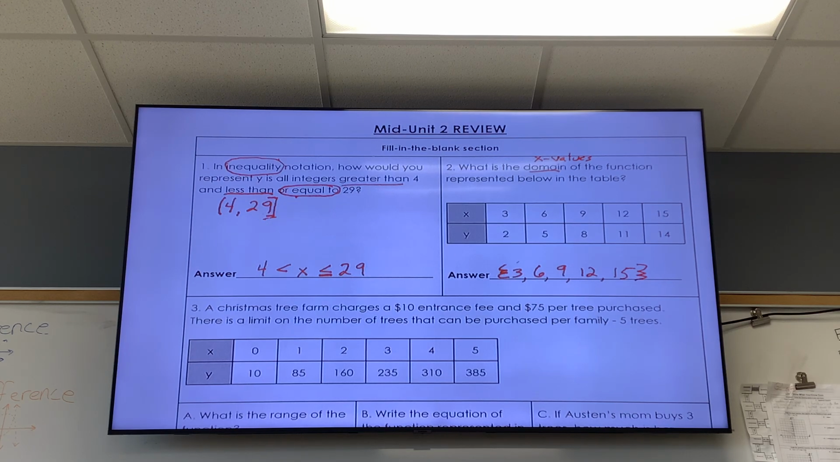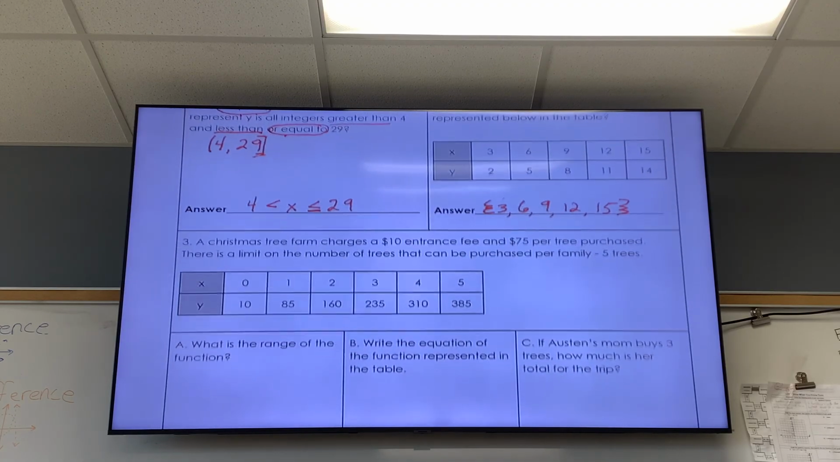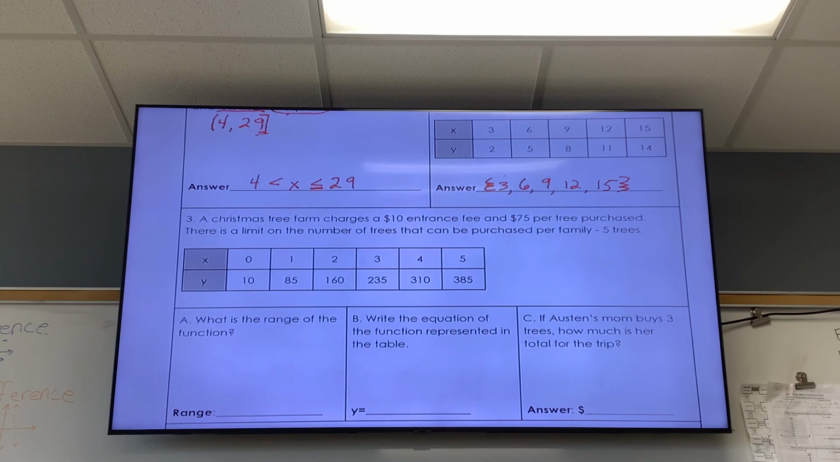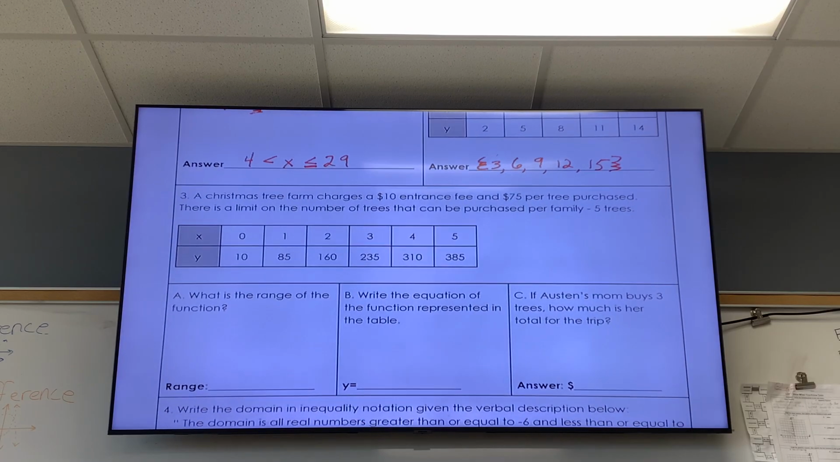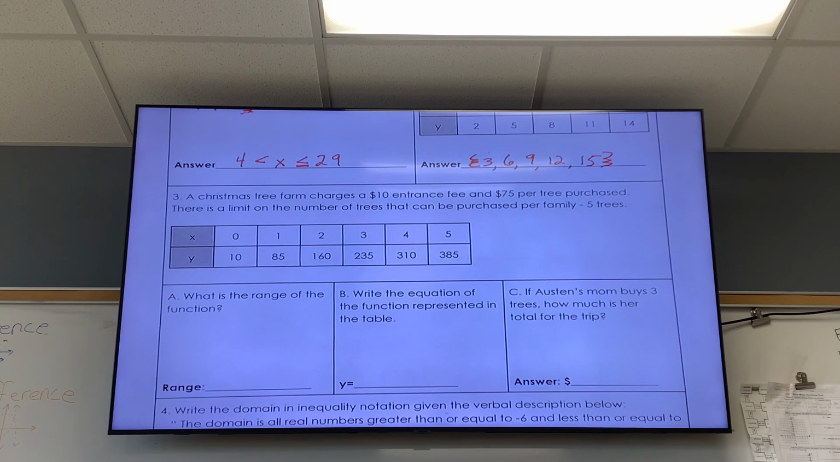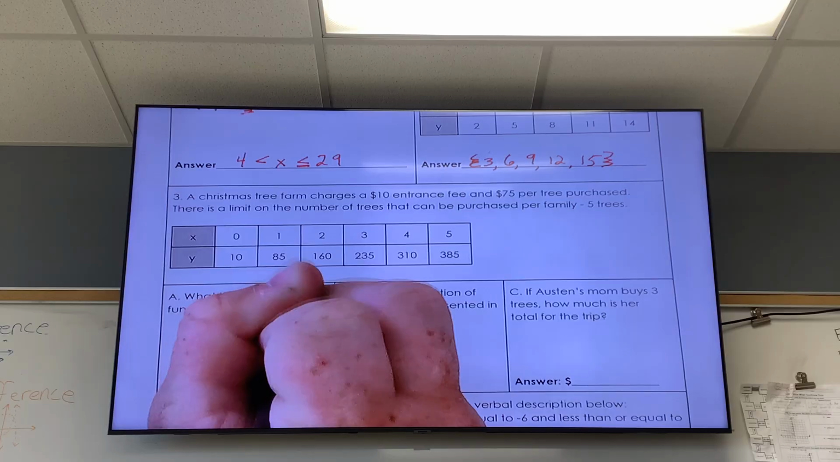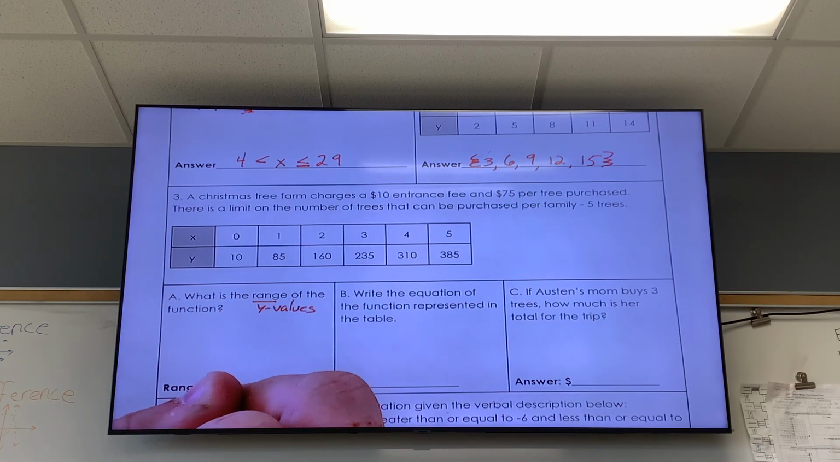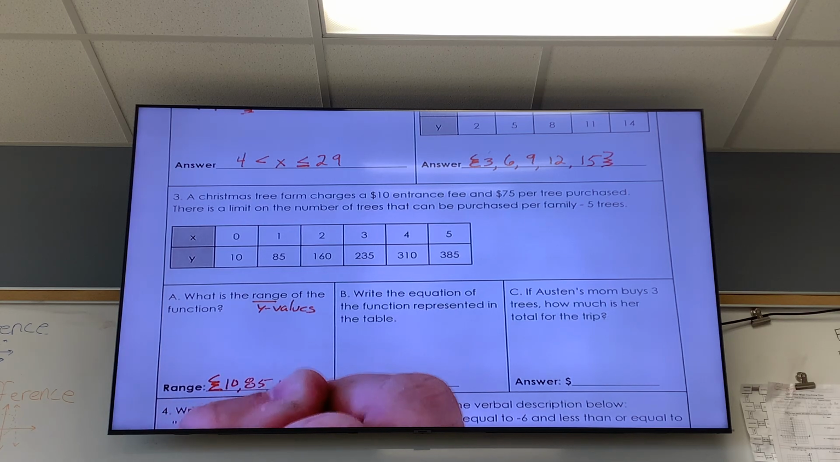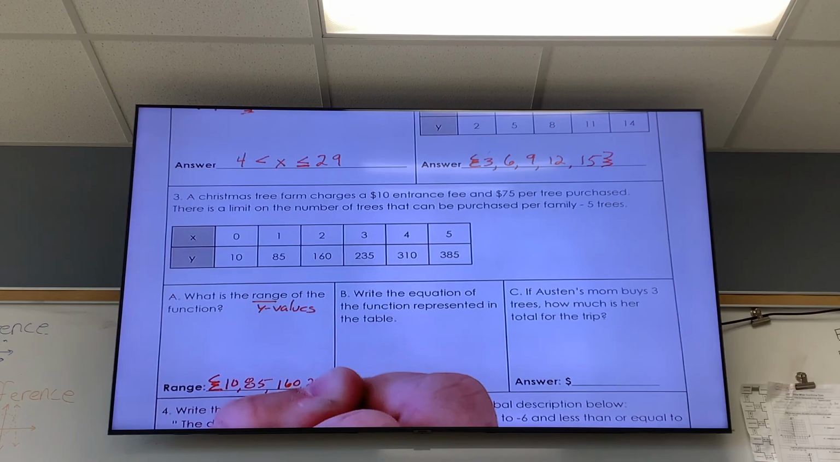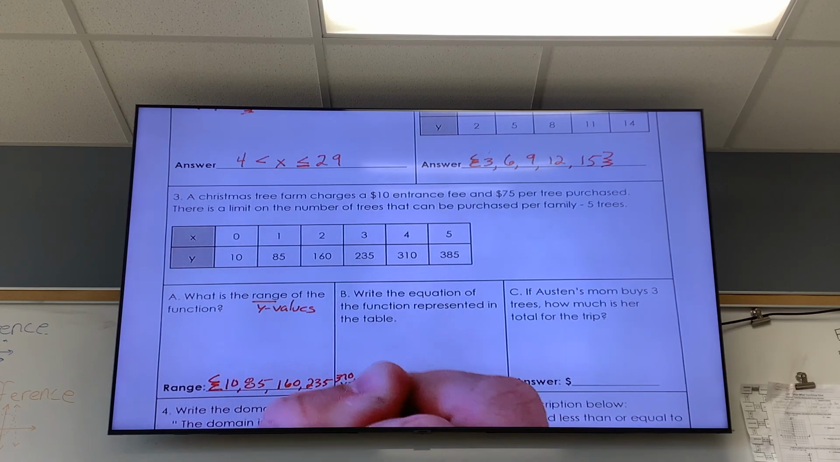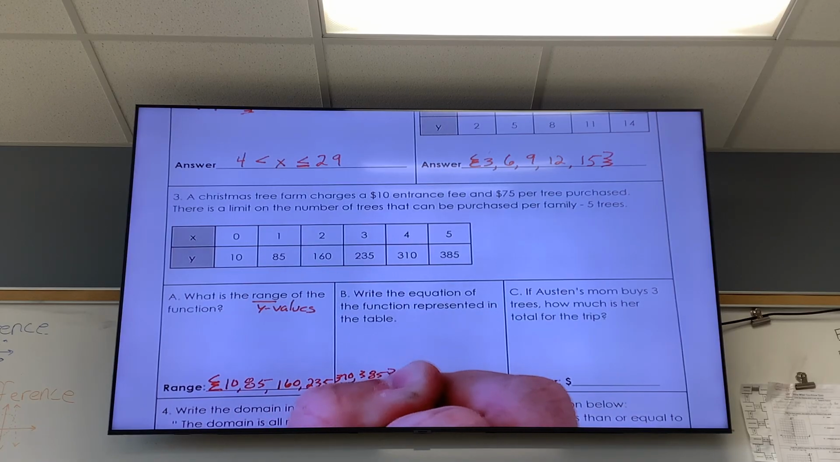Number 3 says a Christmas tree farm charges a $10 entrance fee and $75 per tree purchased. There is a limit on the number of trees that can be purchased per family, which is 5 trees. Letter A here says, what is the range of the function? We're going to list out our y values, and our range is going to be 10, 85, 160, 235, 310, and 385.